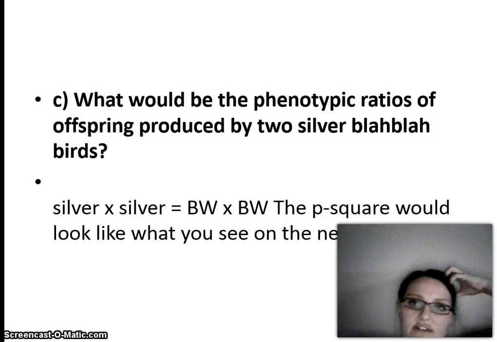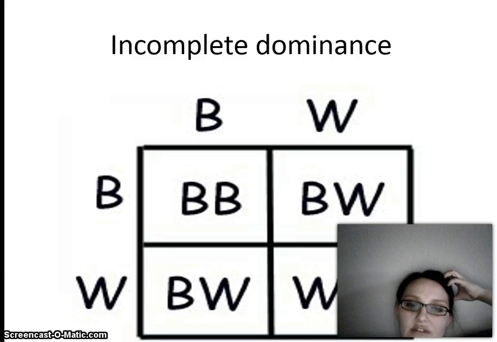C, what would the phenotypic ratios of offspring produced by 2 silver blah blah birds be? This one was actually very difficult since I haven't been in class with you. Silver times silver, so that's BW times BW. The Punnett square would look like what you see on this next slide. So it's going to look like this.